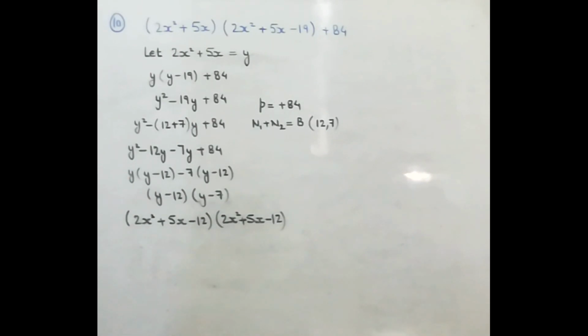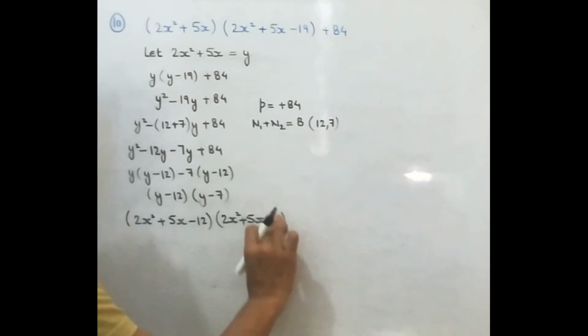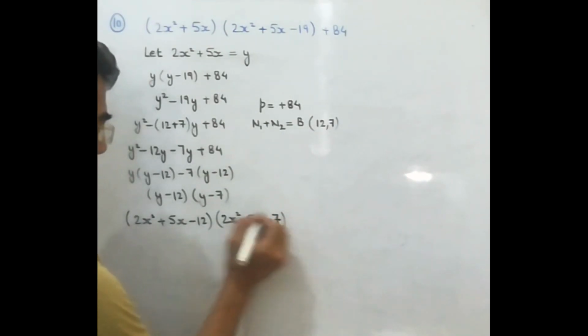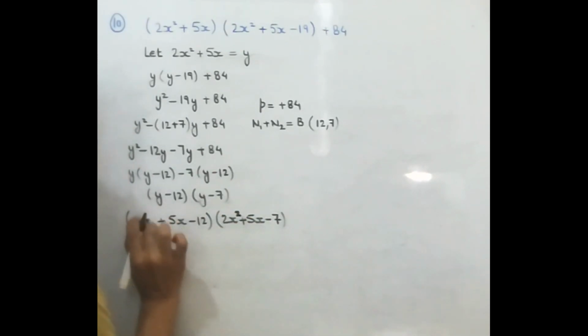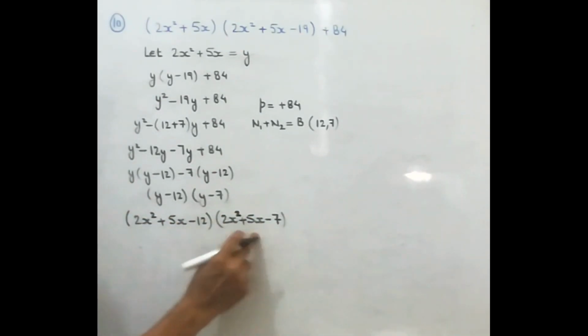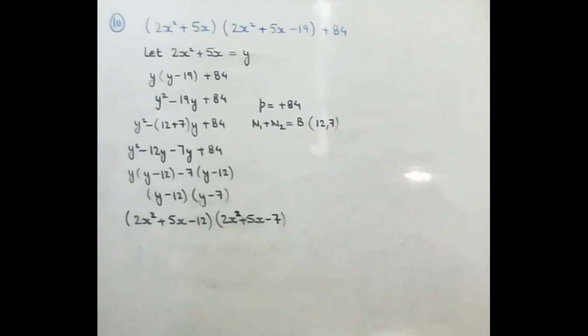Now in this result, what we have to do is check whether 2x square plus 5x minus 12 and the second one, 2x square plus 5x minus 7, can be factorized further. Can these two be factorized further? For that I told you how to check whether a given trinomial can be factorized or not.